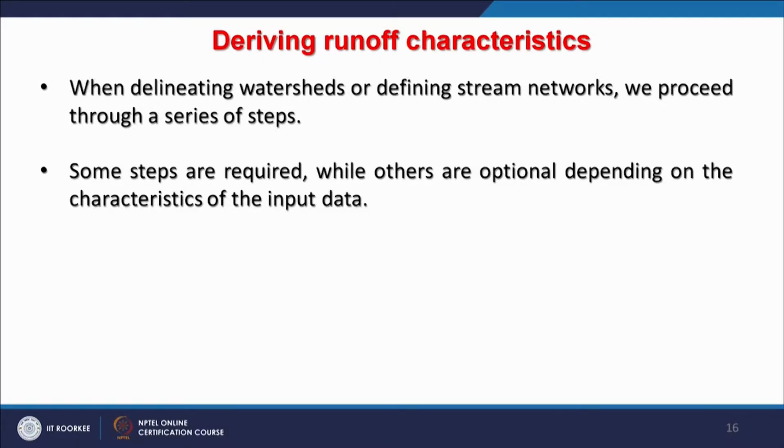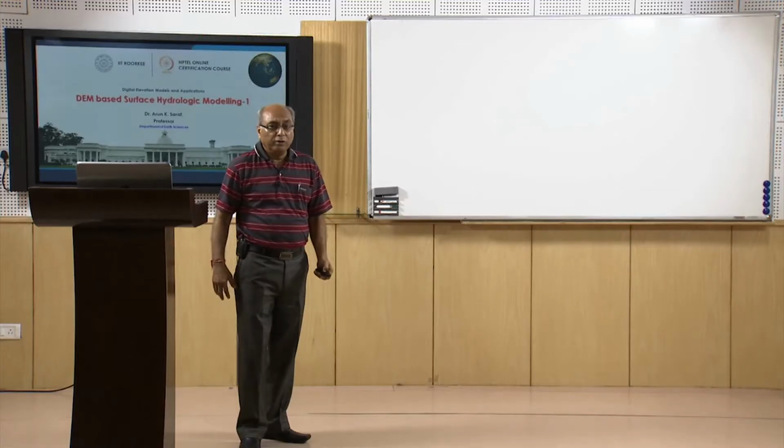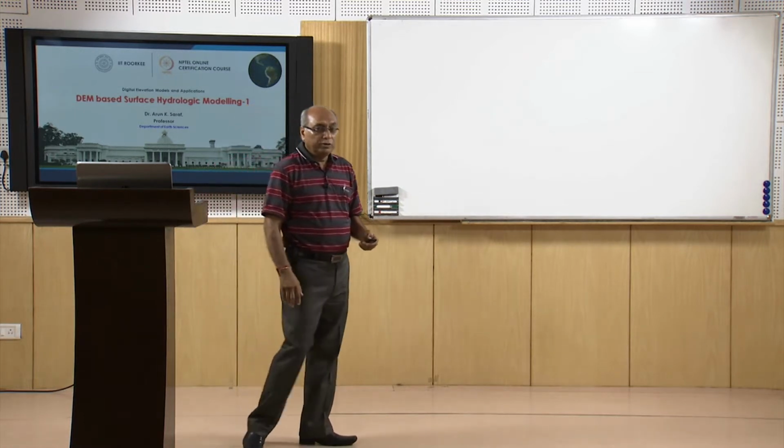Some steps are required, some others are optional, depending on the characteristics of the input data and on what we are going to achieve through this surface hydrologic modeling, because somebody may be looking only up to the drainage network and not looking for stream ordering, or may not be looking for a watershed boundary. So, depending on that, we go for steps.